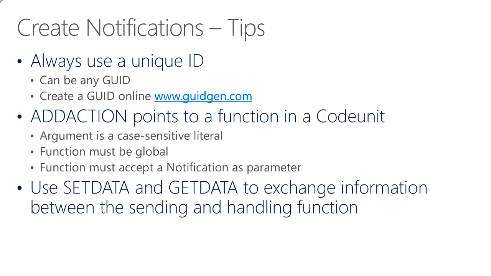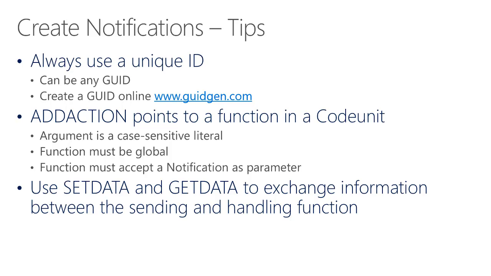Some tips for notifications: always use a unique ID. It can be any GUID. You can use GUIDgen.com to generate those. Add action points to a function in a codeunit, so that it is smart enough to know whether you've entered the right value or not. And use SetData and GetData to exchange information between the sending and the handling function.